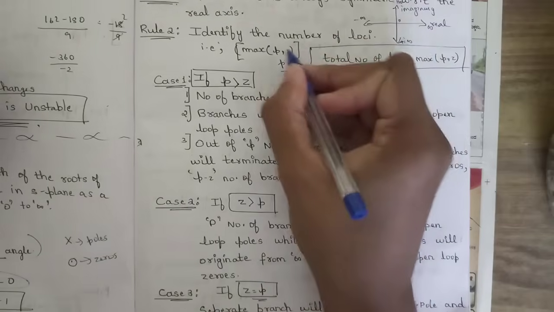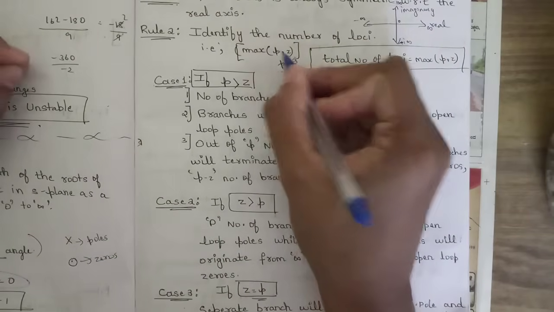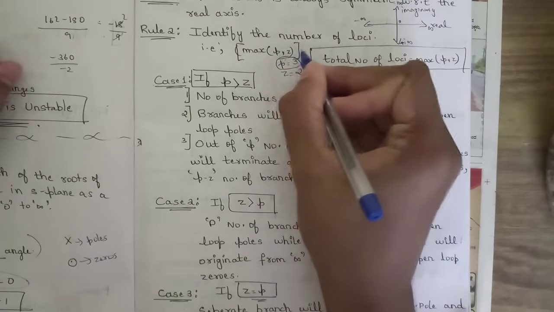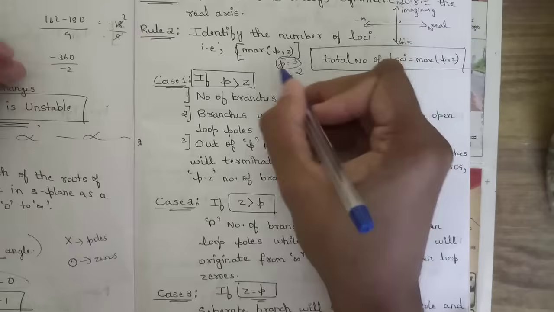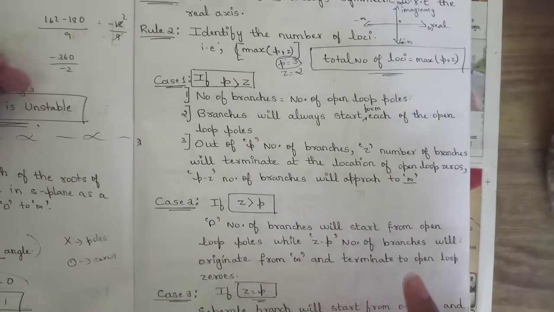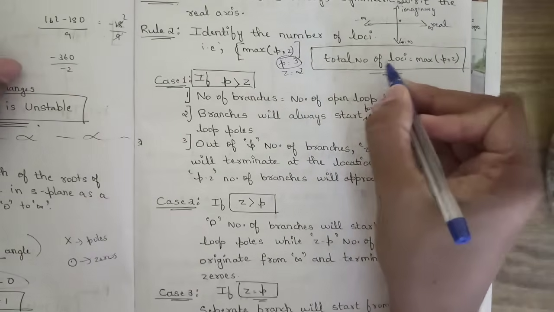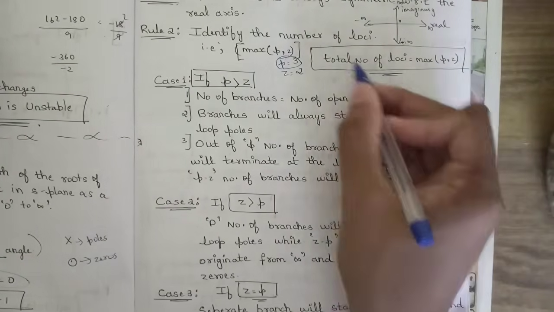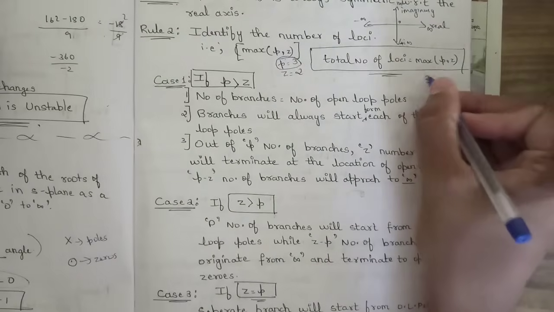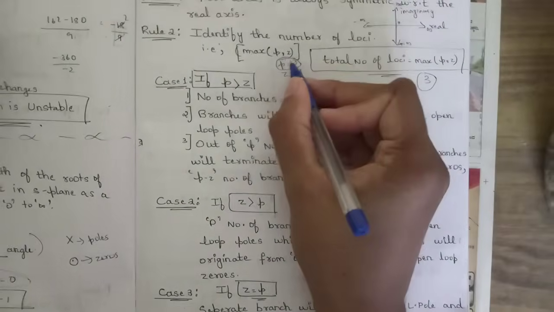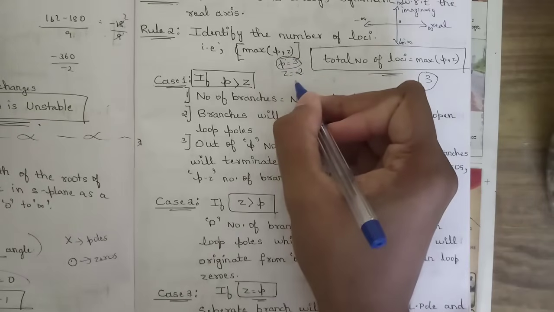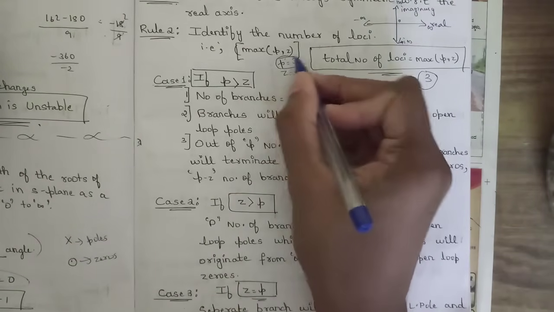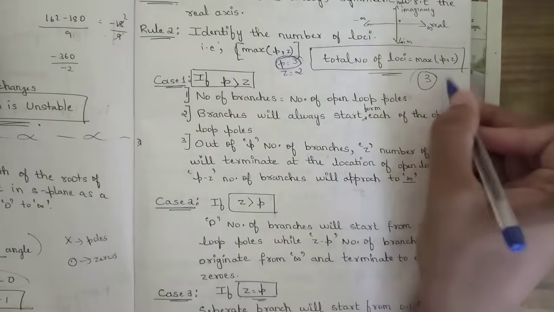Max of p comma z means the one having the maximum value, that is, poles are having the maximum value in this example which I am taking now. So the total number of loci is max of p comma z. Therefore our total number of loci in this example is 3, since max of p comma z, where poles are greater than zeros, so that's why we are taking this value as the total number of loci.